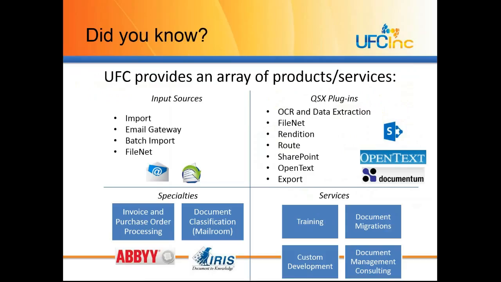I just wanted to make sure everybody on the call understood what UFC provides in an array of products and services. When you're talking about Quillix, you're going to see things on your left like input sources, and these are ways that documents are submitted into the system. We have different technology that does imports. We can read emails from our email gateway products. We have a batch import. We can also read from FileNet. So just tons of different input sources that we want to make sure you're aware of.